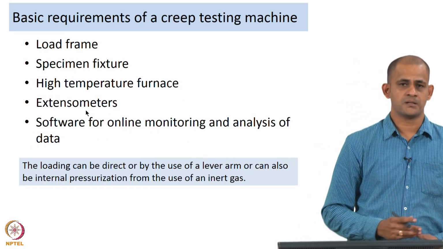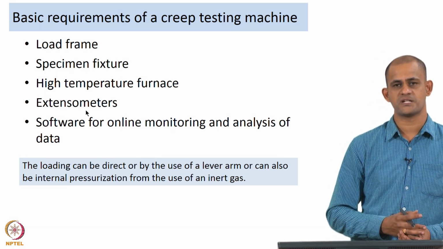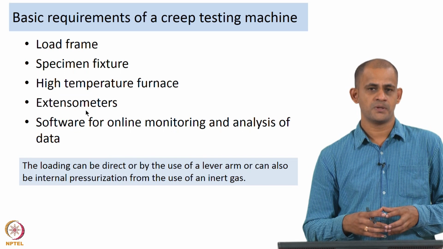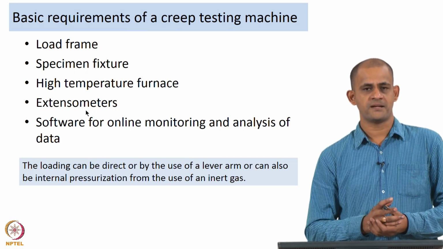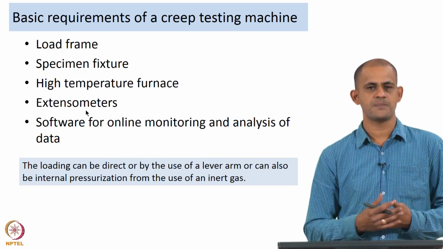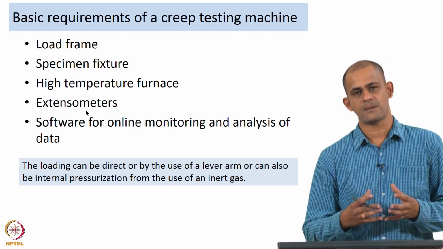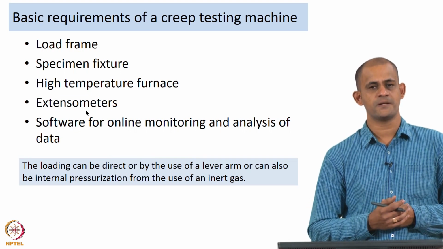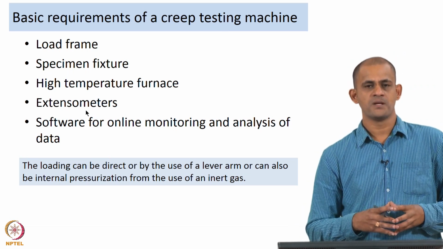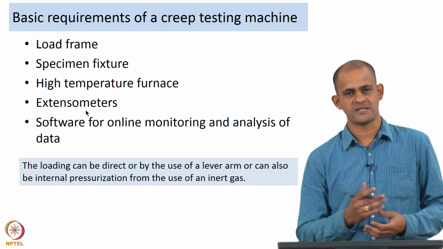When you want to carry out a creep test, the basic requirements of the creep testing machine are, one, a load frame on which you can load your sample, and then a specimen fixture to hold the specimen. Since creep is a high temperature test, you typically need a high temperature furnace which can provide the test temperature you are interested in. Then you also need extensometers to measure the strain the sample is exhibiting, the plastic strain.